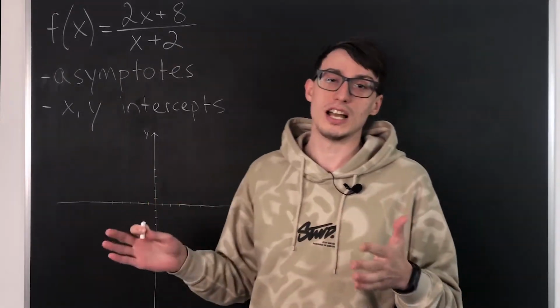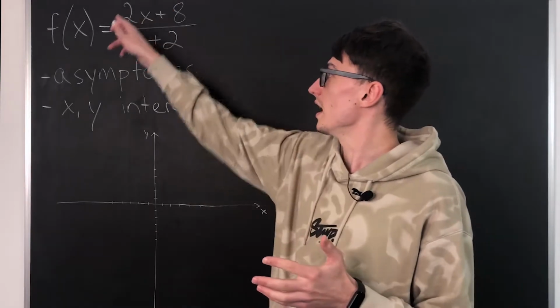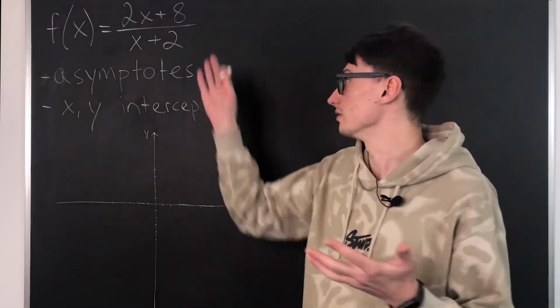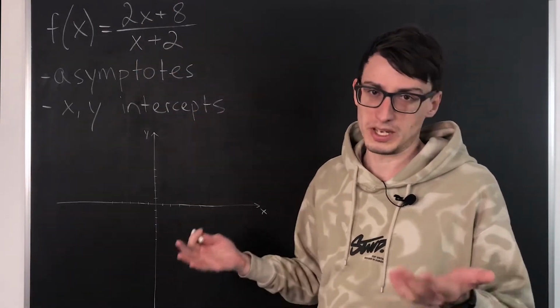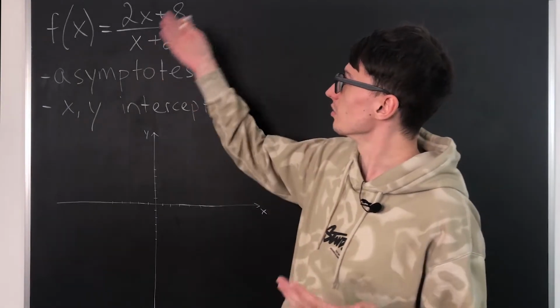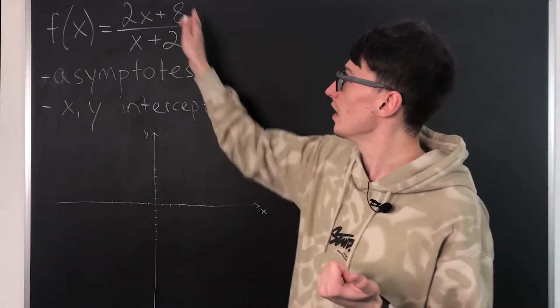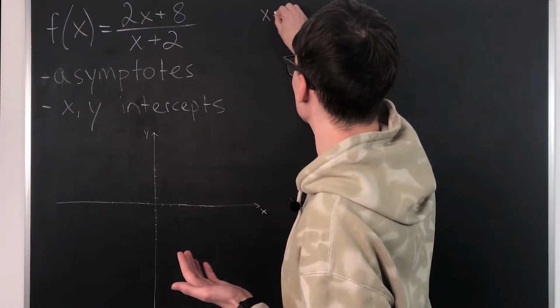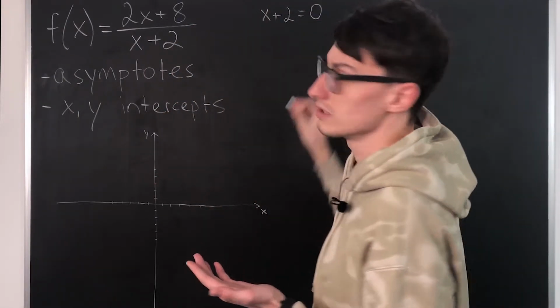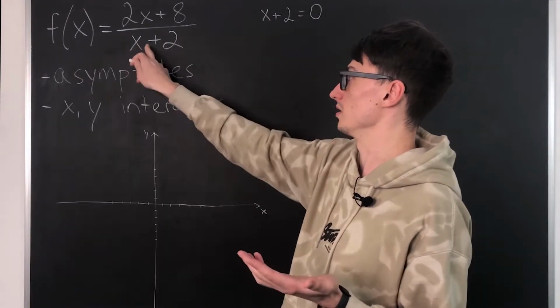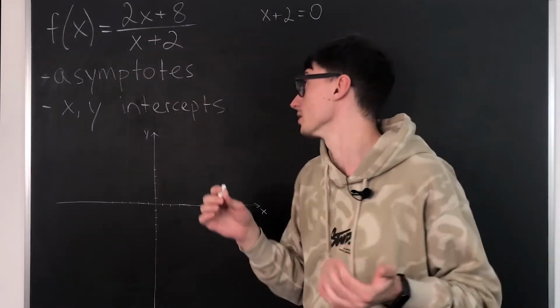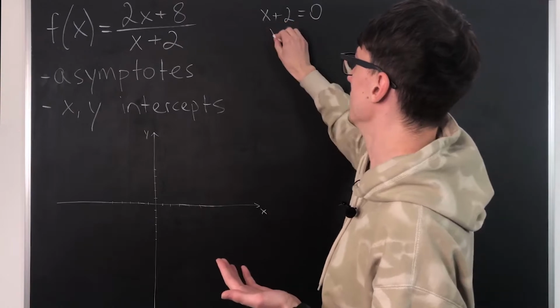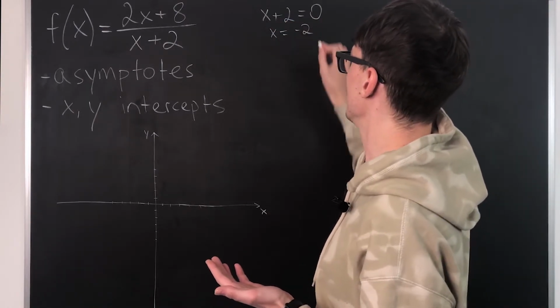So vertical asymptotes happen when the function divides by 0, which obviously we can't do. So here we have to ask the question, when is this dividing by 0? So when is x plus 2 equal to 0? Which is pretty simple, right? Because we don't want 0 in the denominator. We never want that. And obviously the answer is x is equal to -2.